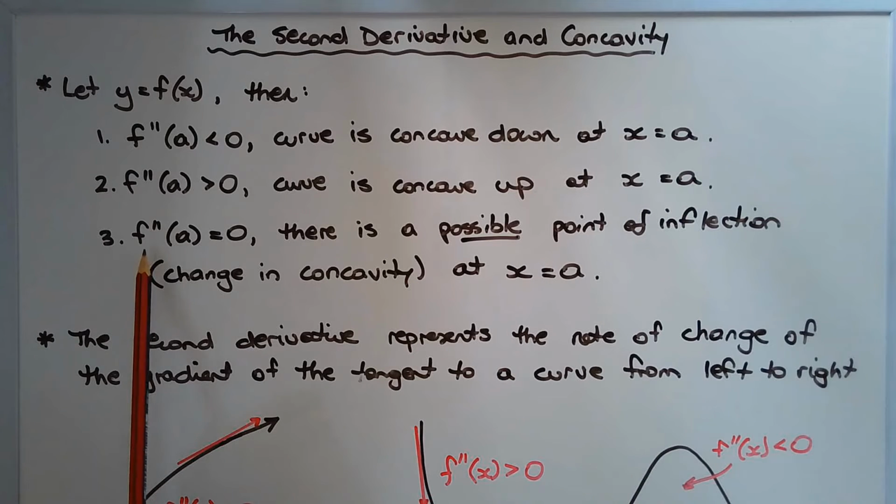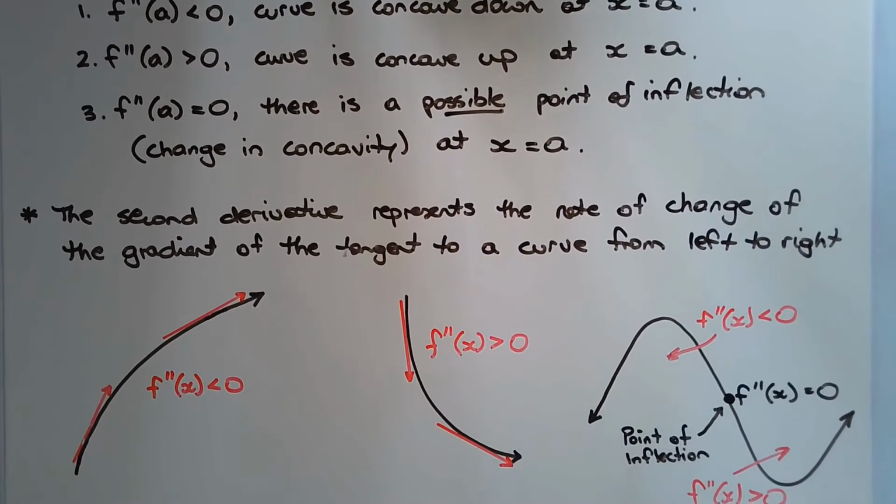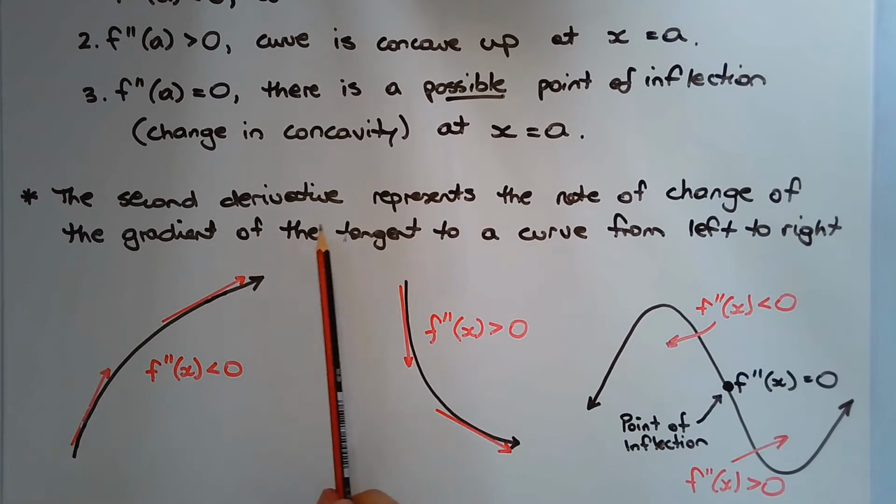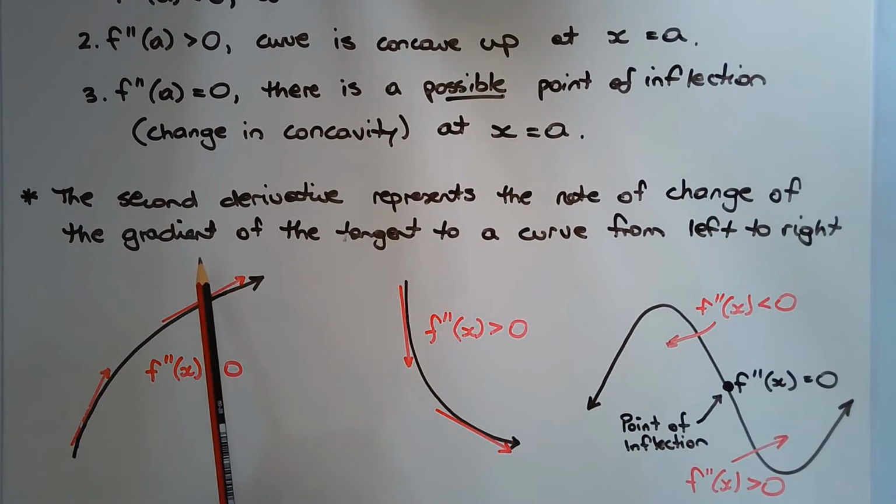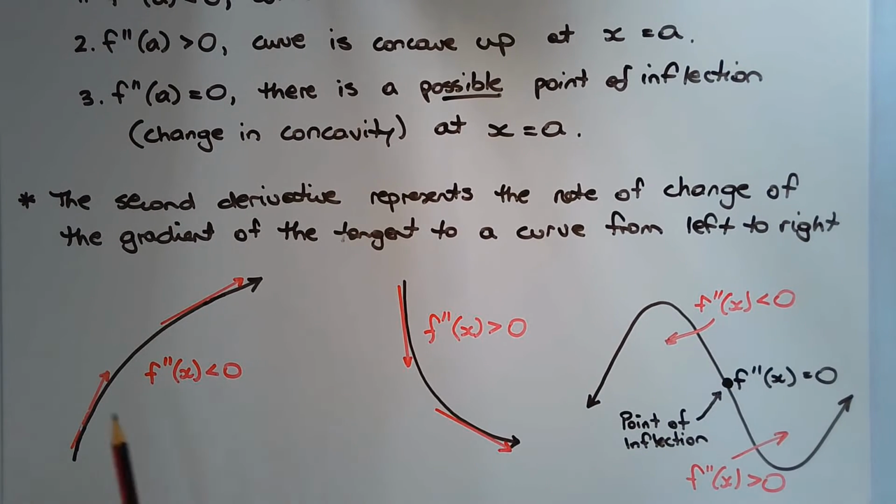And if the second derivative at the point where x equals a equals 0, there is a possible point of inflection, which is a change in concavity at the point where x equals a. And further testing is required to show that the point found is in fact a point of inflection. Now the second derivative represents the rate of change of the gradient of the tangent to a curve from left to right. And here are three examples.